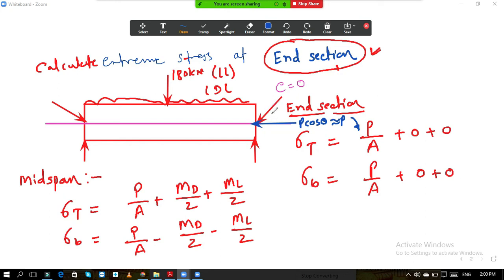Is it clear? Yes or no? Are you getting the point which I am trying to tell you, or is it simply blank?